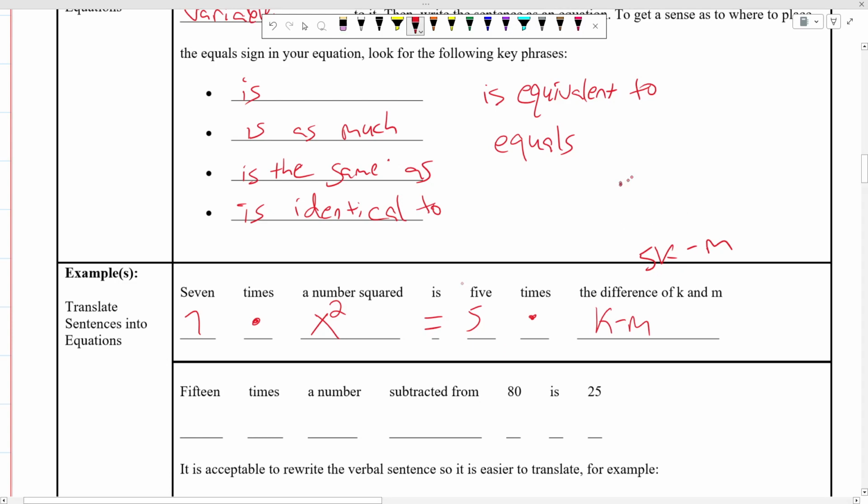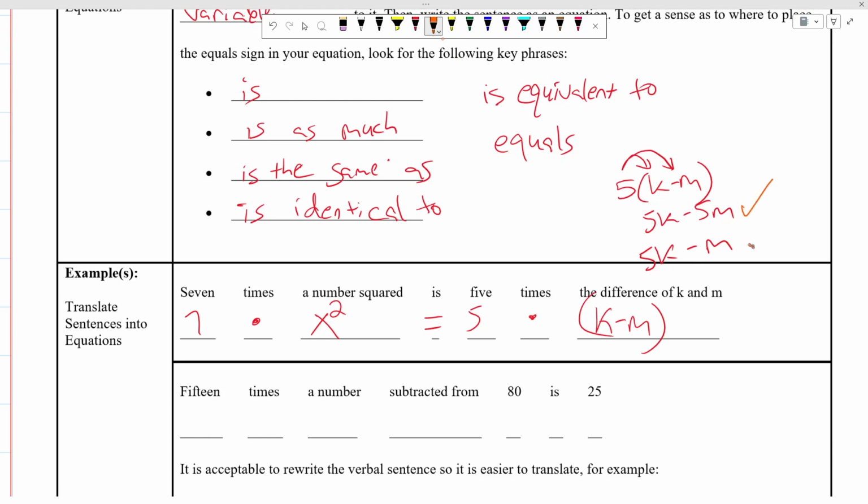But what if I did this? So if I did that, then it would quite literally look like this. And you know from applying the distributive property, you give your 5 to your k, you give your 5 to your m, and this would end up being 5k minus 5m. You see, there is a very clear and distinct difference going on here. This is what we just got, and this is what we had before. 5k minus m is not the same as 5k minus 5m.